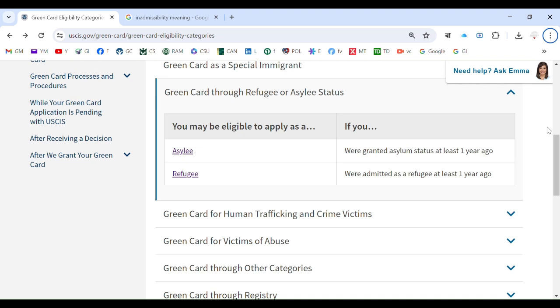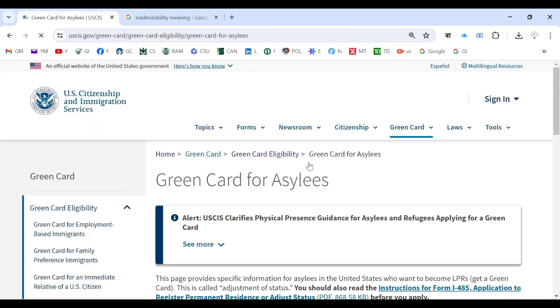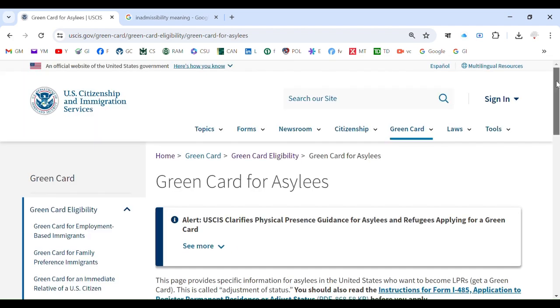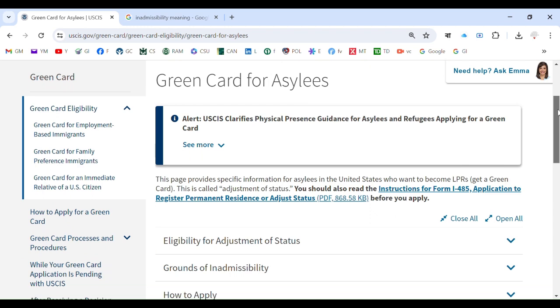And in our last video, we discussed green card through refugee or asylee status, and we went through just an introduction of those two. But today we will start to go deeper into each of the categories. So before that, I have to go to asylee first. Let us start with asylee. And when we click, we come and enter asylee. So, green card for asylees.